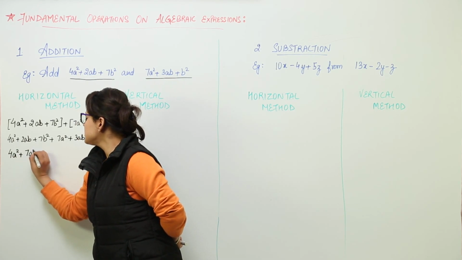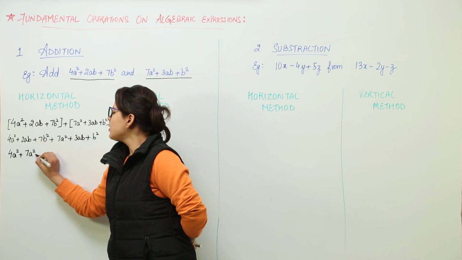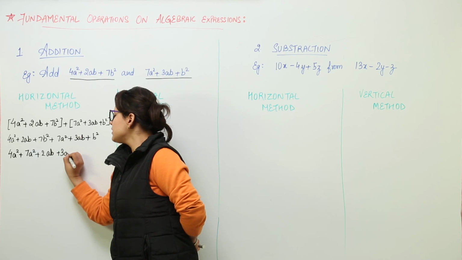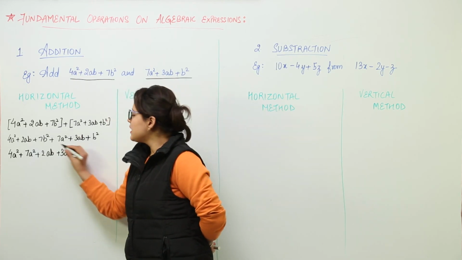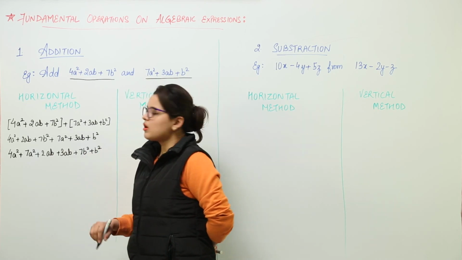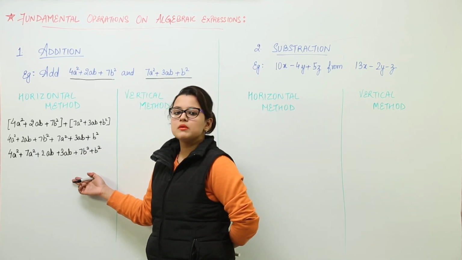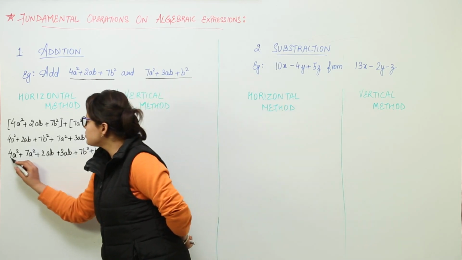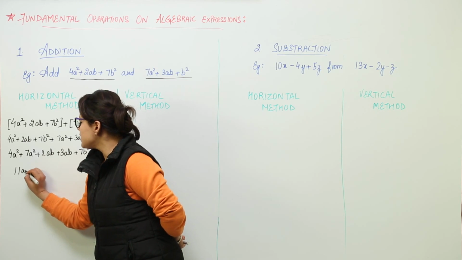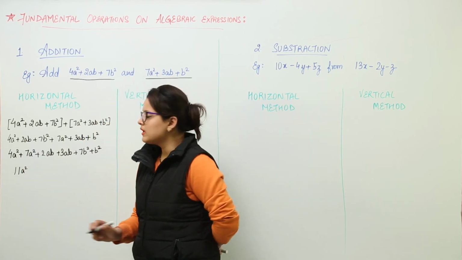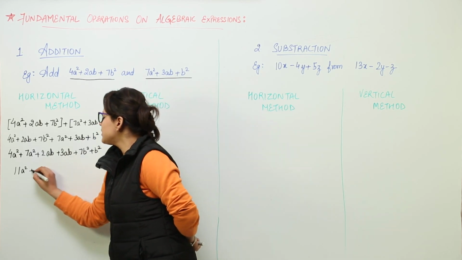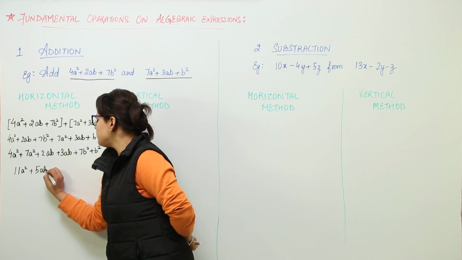4a square plus 7a square. Next we have plus 2ab, and we have plus 3ab as the like term for this, and the last one we have as 7b square plus b square. So now we have grouped all the like terms. We will be able to simplify them further. So let us do it. 4a square plus 7a square makes 11a square, because 7 plus 4 is 11 and a square remains as it is. Now plus 2ab plus 3ab becomes plus 5ab.